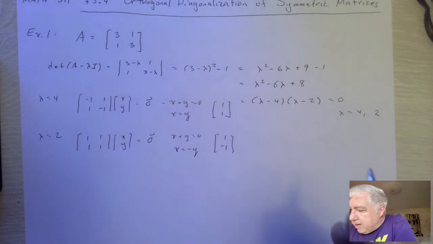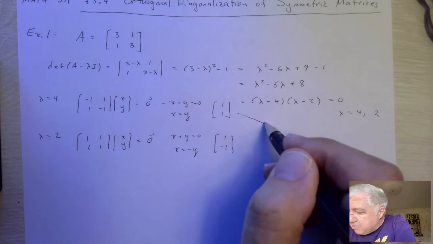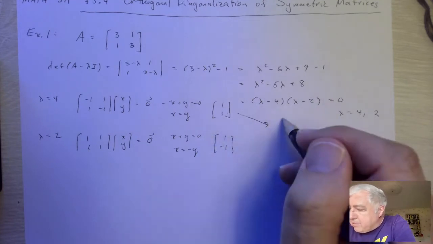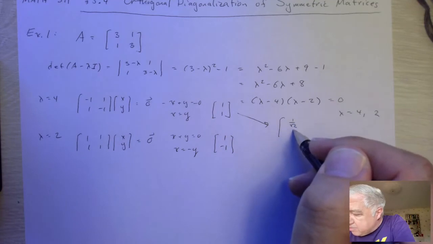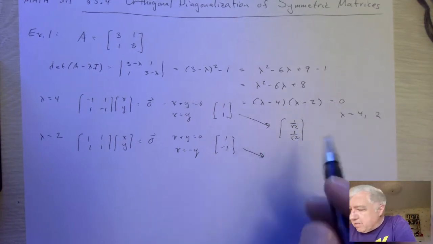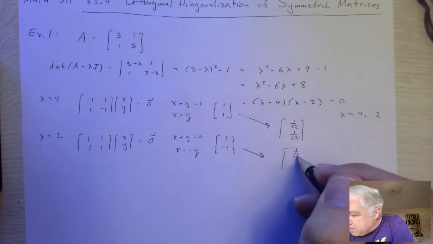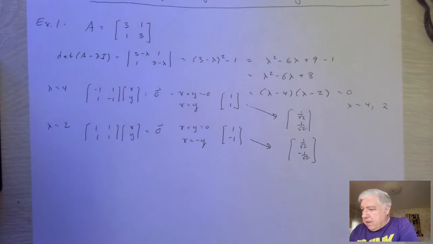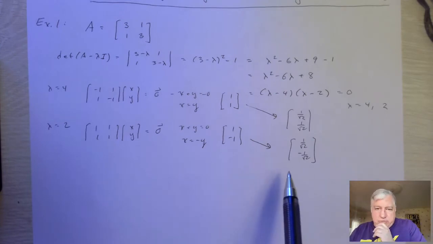So I'm going to replace this one; we can see the length is the square root of 2, so we divide by the square root of 2. We get 1 over square root of 2, 1 over square root of 2. The length of the other is square root of 2 again, so this is 1 over square root of 2, negative 1 over square root of 2. And we're going to let this be our matrix.